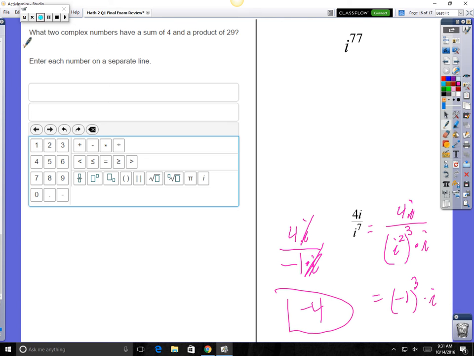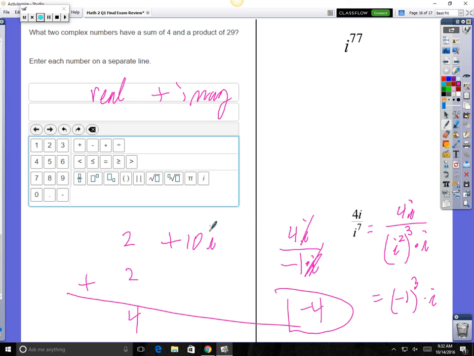Okay, this one is probably more like a bonus question. This one's pretty tough. So two complex numbers. Complex is a real plus an imaginary. That's complex. So they have got to add and give you 4. So here's what you know. It's got to be 2 plus 2 could give you 4, or 3 plus 1.